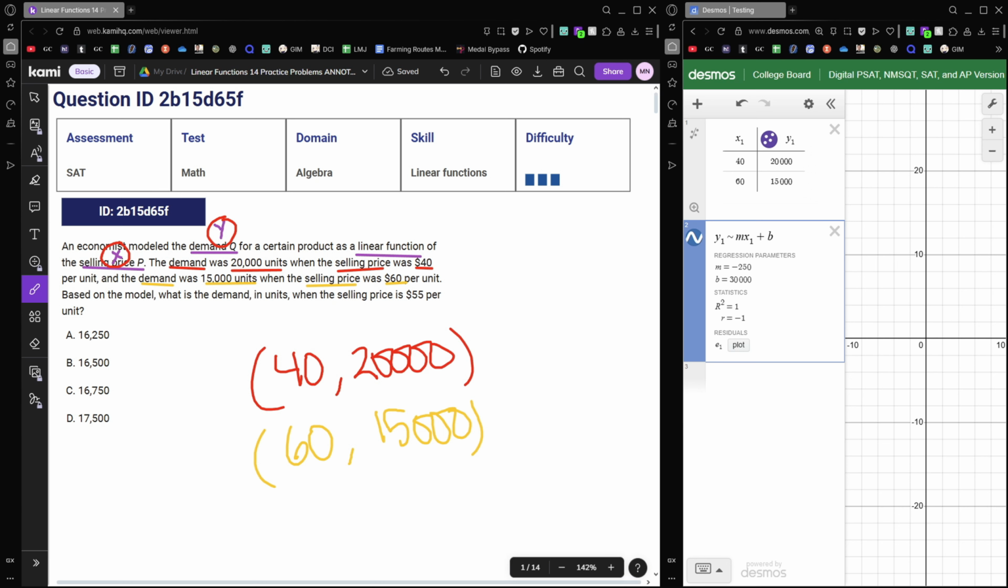We know that the slope of our line is going to be negative 250, and the y-intercept is going to be at 30,000. Now we can finally solve the problem. They ask us the demand, so they ask us the y value when the selling price, or the x value, is $55. So what we can do is just substitute 55 in for x in our equation. So y is equal to m, which is negative 250, times x, which is 55, plus b, which is 30,000, and we get that the y value, or the demand, would be 16,250, making our answer A.